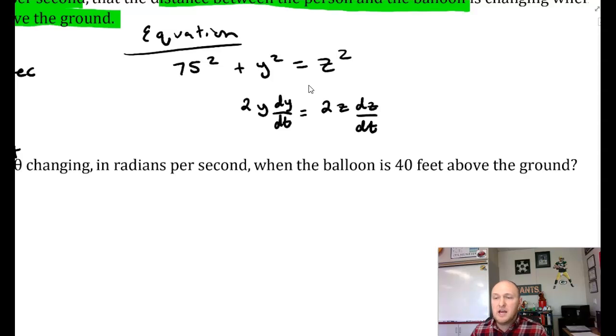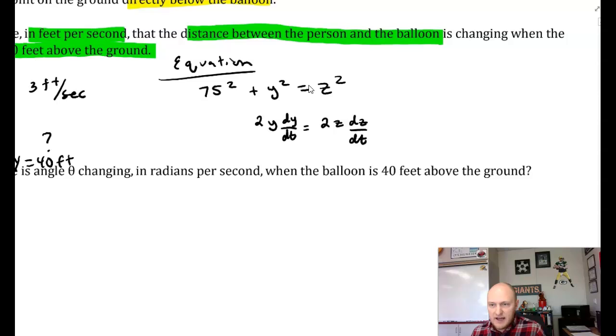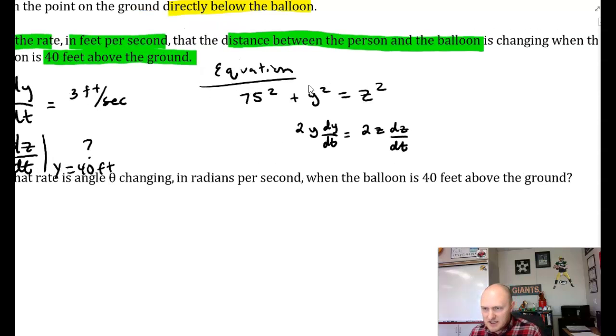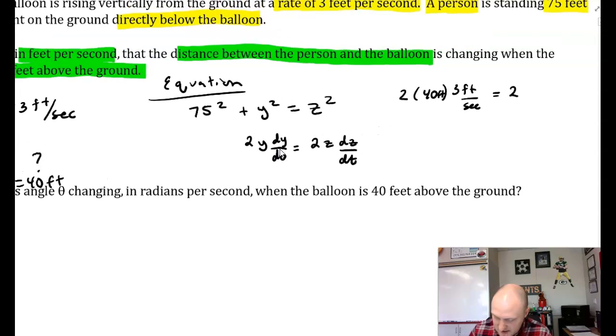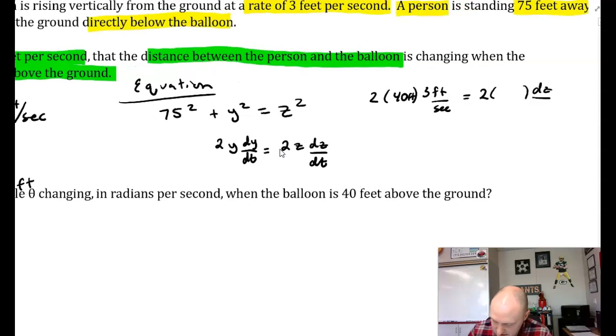Now we're going to plug in the information that we have. I know that dy/dt is 3. So I have 2 times y, sorry, 2 times 3 feet per second. And then they want to know how the distance between the balloon and the person is changing when y is equal to 40 feet. So I know that y is equal to 40 feet, is equal to 2 times z. Now z I do not have, I'm going to have to find it. And then dz/dt, this is what I'm solving for.